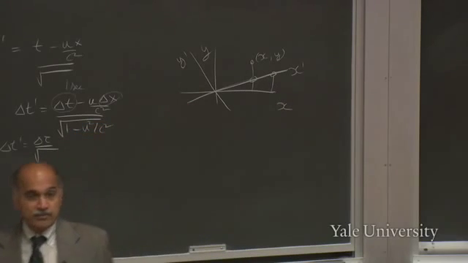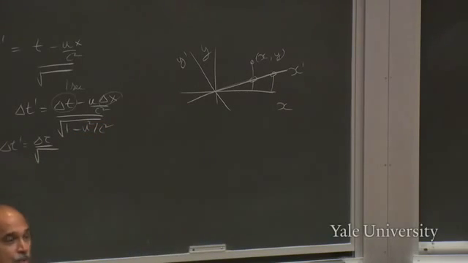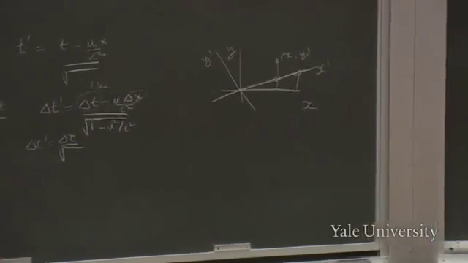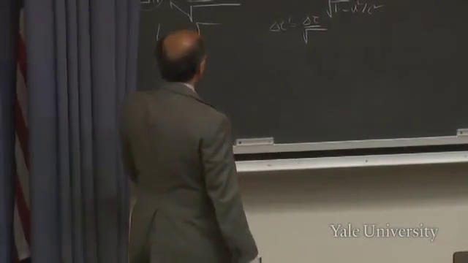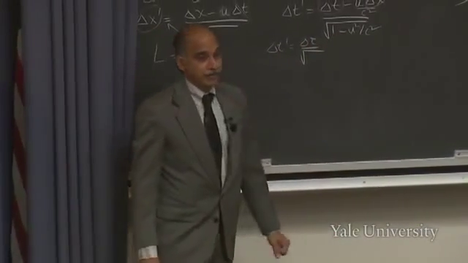So we get fully used to the fact that having the same x coordinate for two events is not an absolute statement, it depends on the frame of reference. Having the same y coordinate is also not absolute. But somehow, in the case of time, we used to think that time differences are absolute and spatial differences are absolute. And what we're learning is, no, they are just like the x and the y.